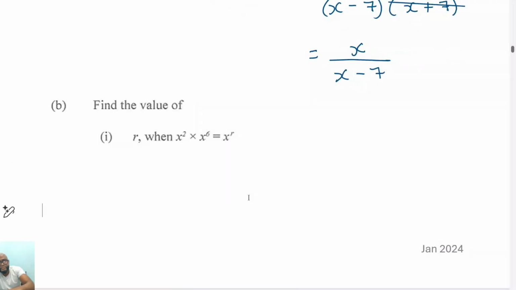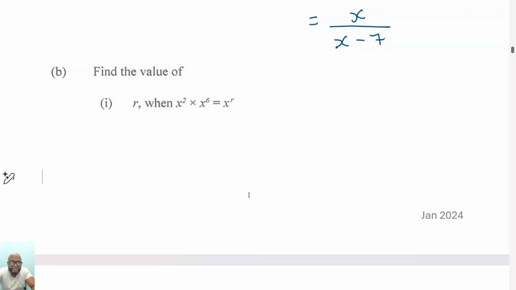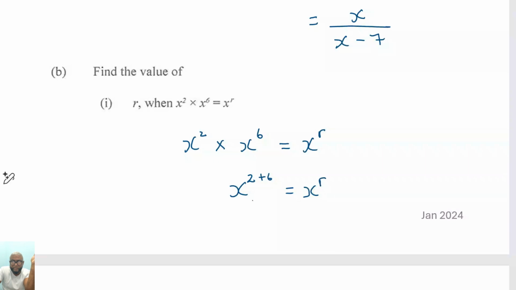Excellent. So we go with the question that Isaiah couldn't wait to answer, right? They want us to find r when x to the second power multiplied by x to the 6 is equal to x to the power of r. Now, when you are multiplying and you have the same base, you simply add the powers. So on the left-hand side of my equal sign, I'll have x to the power of 2 plus 6 is equal to x to the power of r. Now, 2 plus 6 will simply be x to the power of 8 is equal to x to the power of r.